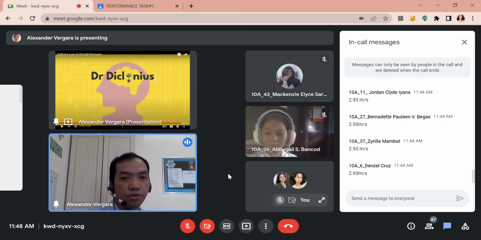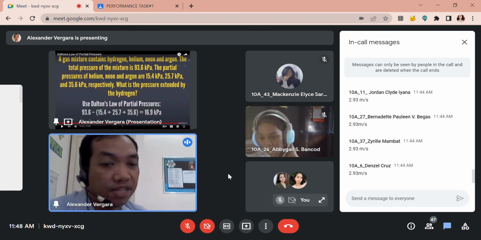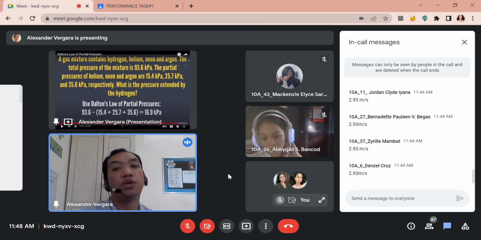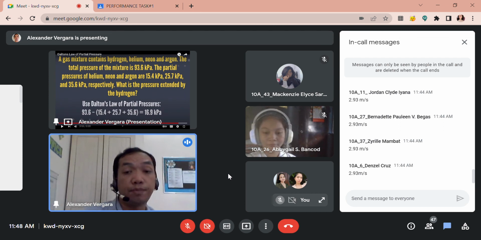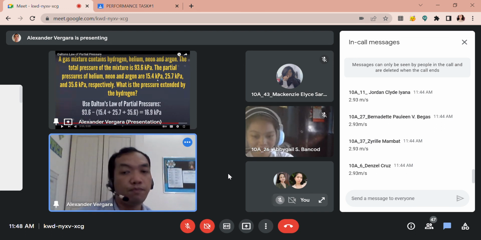Okay, is it clear to you? Now, going back to this problem, as you can see, this is only an example. What if the problem is like this? A gas mixture contains hydrogen, helium, neon, and argon. So, imagine that the total pressure is not presented. The partial pressures of helium, neon, argon, and hydrogen are the following: 15.4 kPa, 25.7 kPa, 35.6 kPa, and 16.9 kPa.